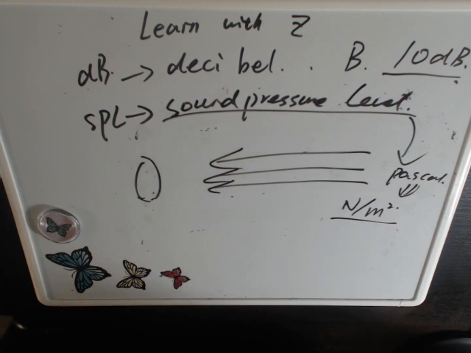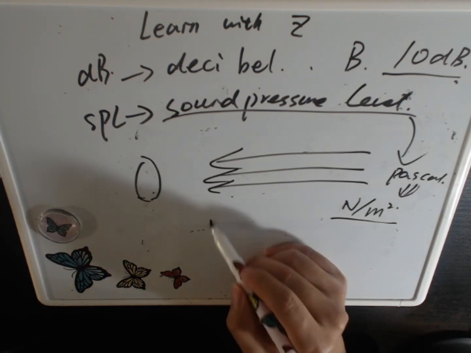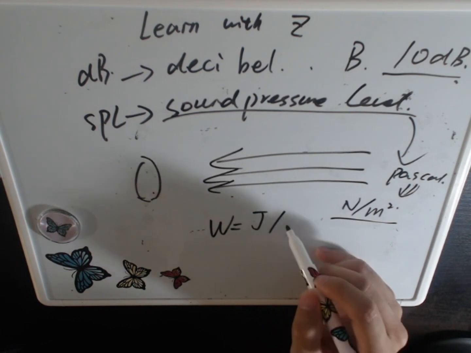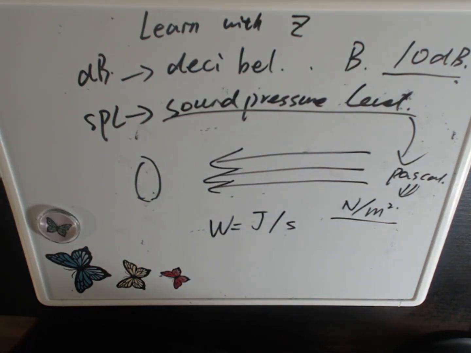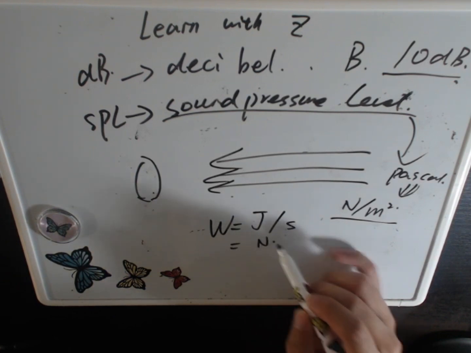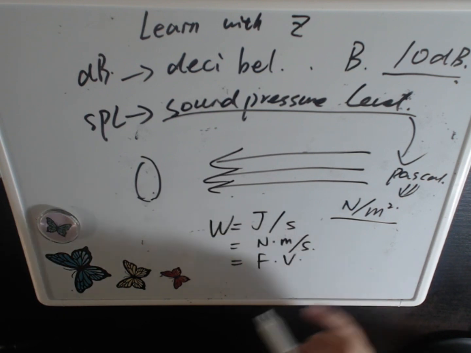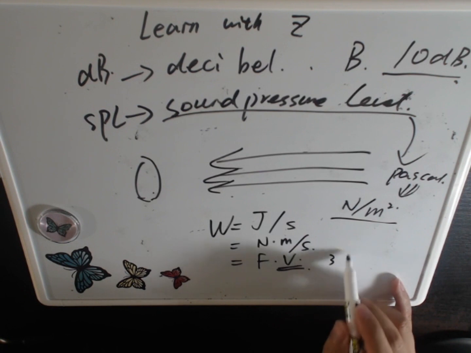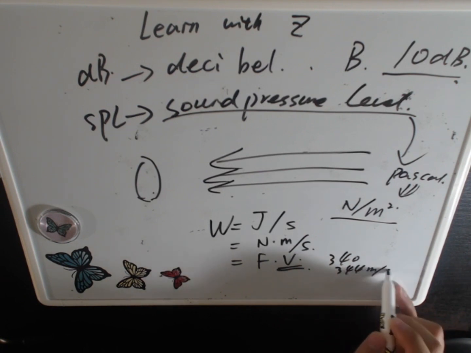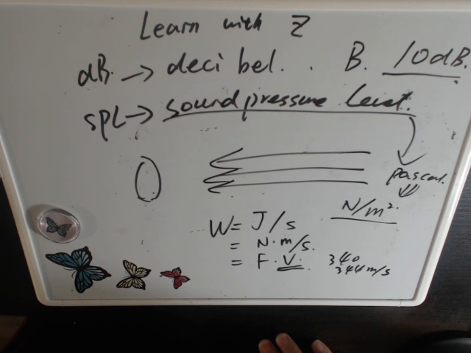And this sound wave, if we have some basic knowledge of sound wave or electromagnetic wave, we know this wave has a power level. Power in watts equals joules per second. That means how much energy you can transfer within a certain amount of time. We can also write it as Newton times meters per second, also written as F times V. And this V, we know it's 340 or 344 meters per second. It's the speed of the sound wave.